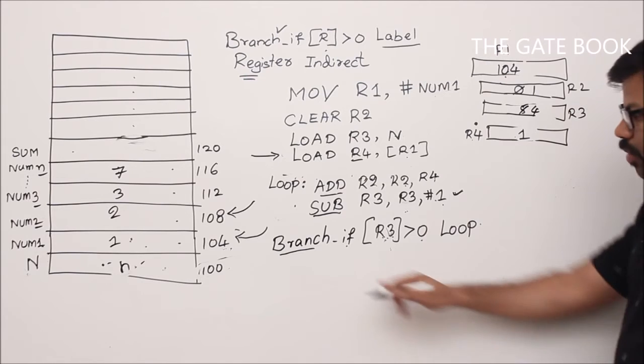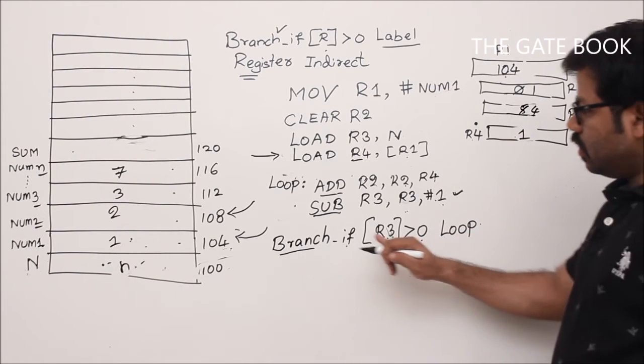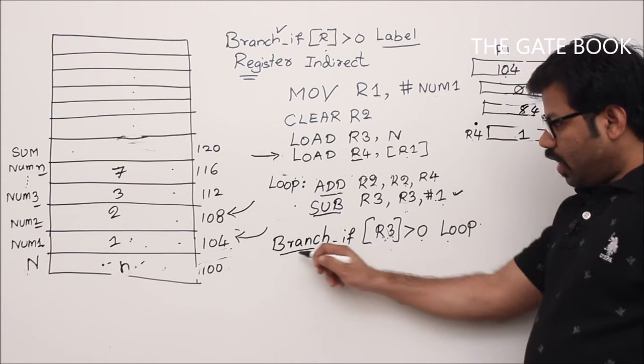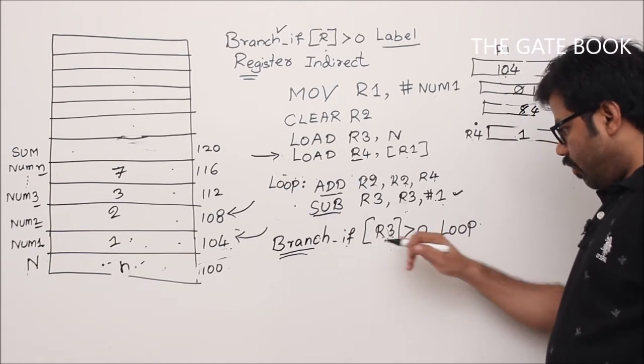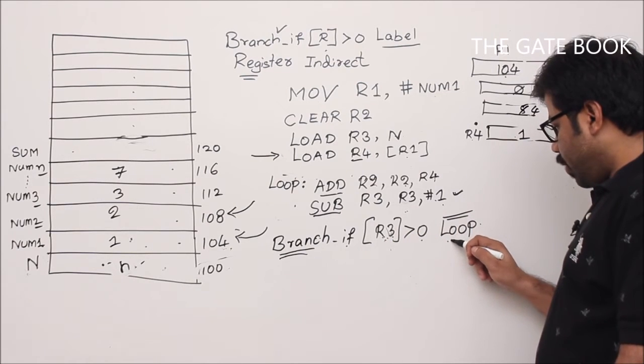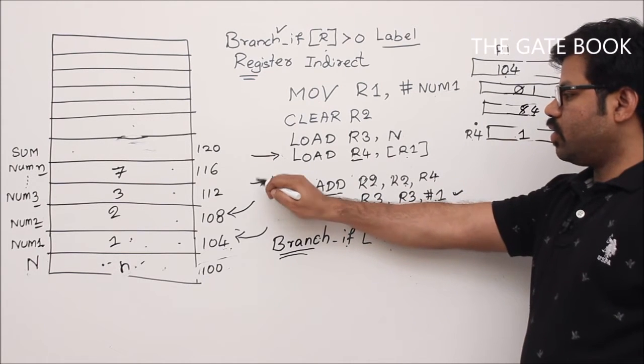Perfect. Then branch R3, 4. Is it greater than 0? Yes. Then go to loop, right? We have written loop. Then remember one thing. Whenever there is a branch instruction, if the condition is true, then the destination will be executed, otherwise the next instruction. Here the instruction execution starts at loop.